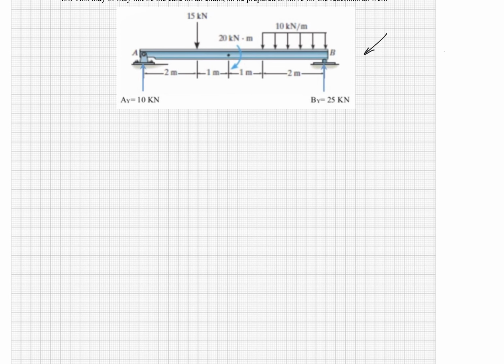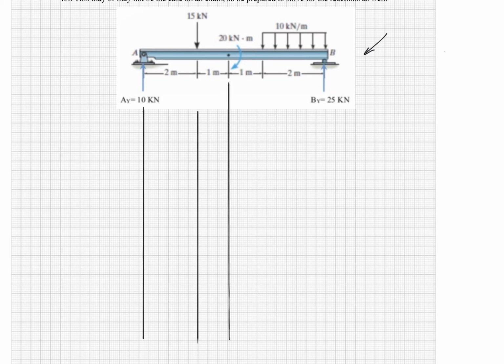Okay, so to get started, the first thing we're going to do is draw some vertical lines wherever anything interesting is going on here. So here's a vertical line at 0 meters. Here's one at 15. Here's one at this 20 kilonewton moment. And here's one at the beginning of this 10 kilonewtons per meter. And last we have one at the end here.